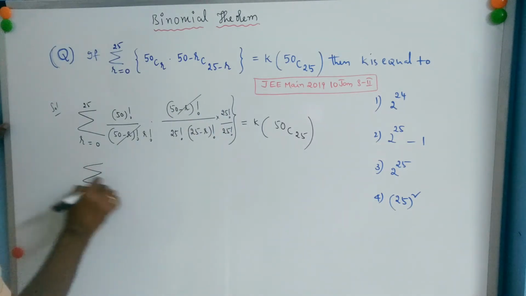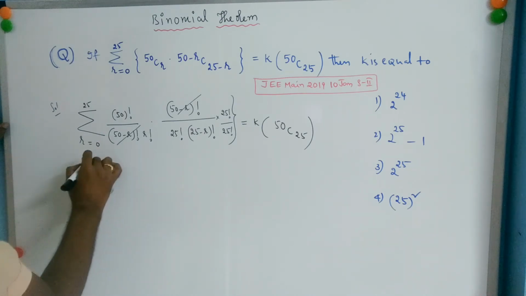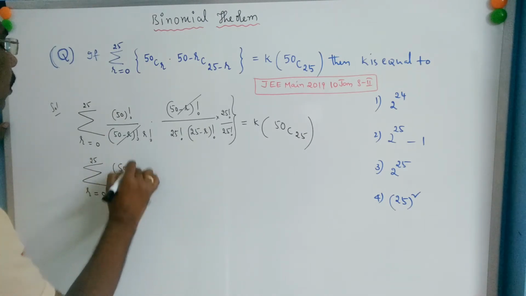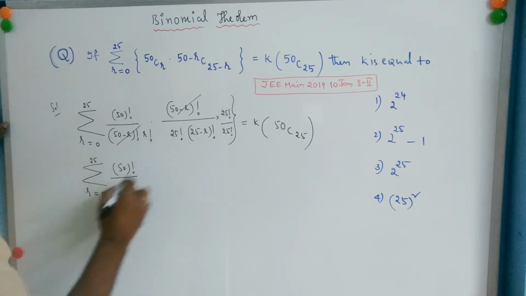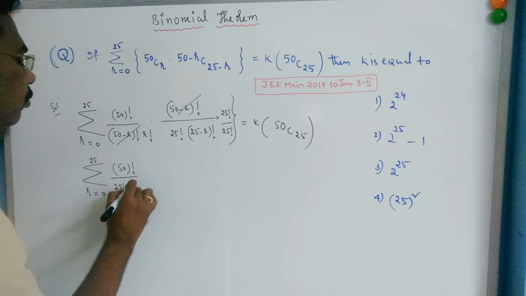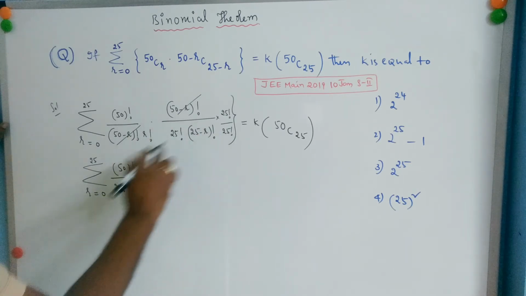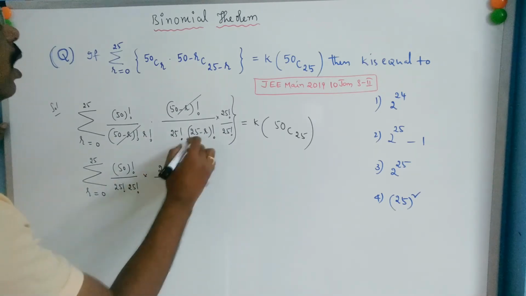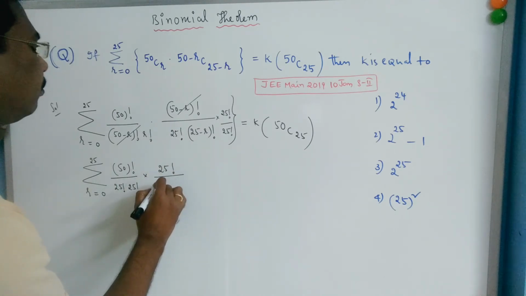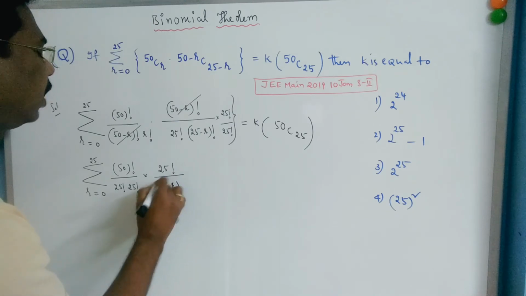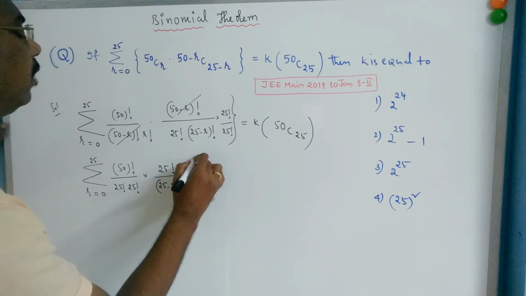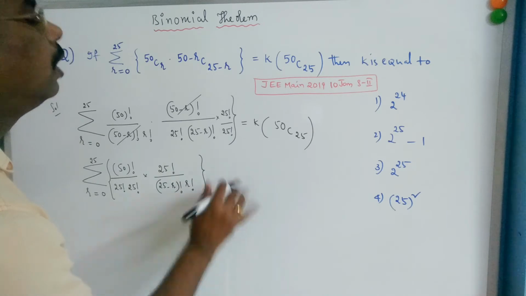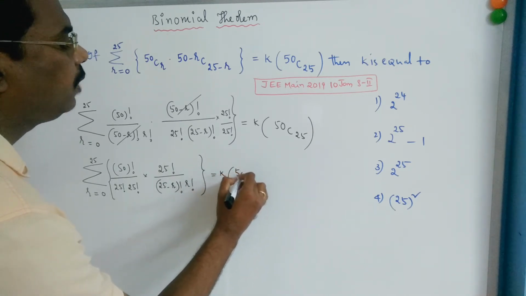Now sigma r is equal to 0 to 25. Now 50 factorial by 25 factorial into 25 factorial, into now 25 factorial by 25 minus r factorial into r factorial, is equal to k into 50C25.